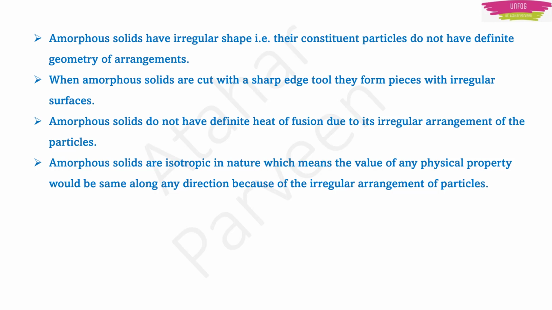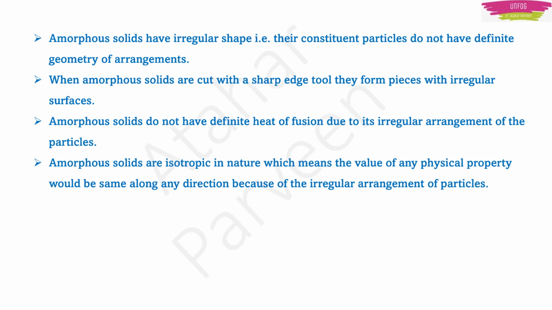A few more properties of amorphous solids are that they have an irregular shape. That is, their constituent particles do not have a definite geometrical arrangement. And when you cut these amorphous solids with some sharp edge tool, you will observe irregular surfaces when you cut them into two. Whereas in crystalline solids, we have seen that when we cut them into two, you can find plane surfaces. The only condition is that you have to cut them with a sharp edge tool.